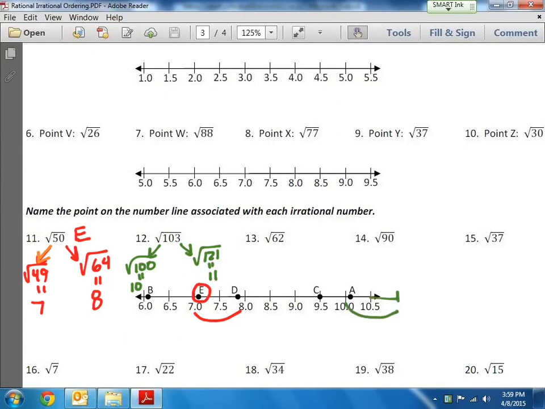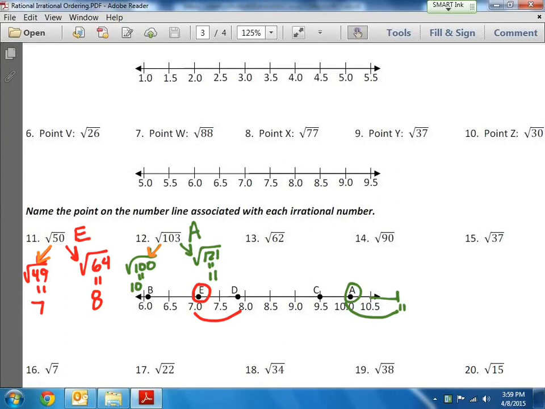Well, this one's kind of simple because there's only one dot there. But again, looking at 103, it's pretty close to 100, meaning the dot's going to be closer to 10 than it is to 11. And obviously, point A right there is the only one in that section, but it is close to 10. So the square root of 103 is going to be point A.